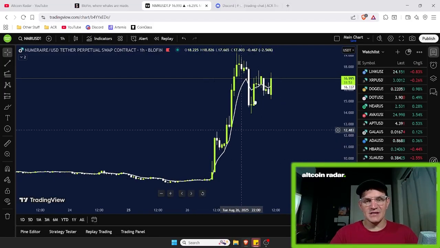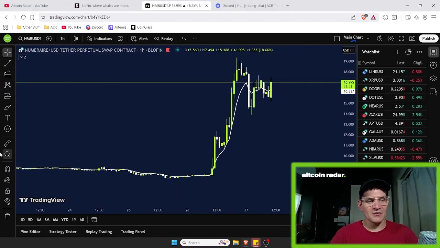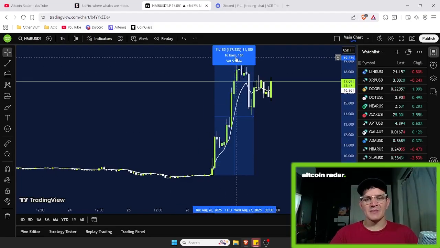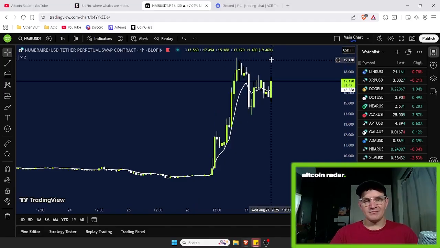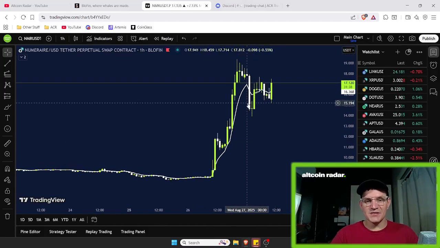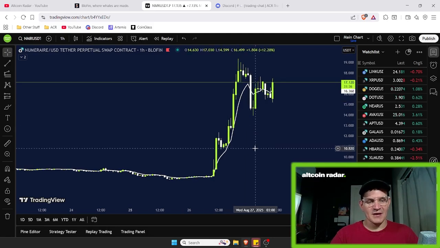You can clearly see that this coin, we are on the hourly chart right here, has pumped like absolute crazy. I mean, we are talking about 137% right here within less than 24 hours. So you can trade these coins to the downside and make some pretty decent money.